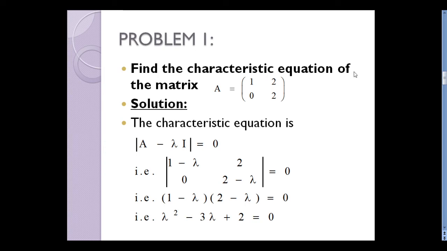Find the characteristic equation of the matrix A equal to 1, 2, 0, 2. So the characteristic equation formula is determinant of A minus lambda I equal to 0. Now take the determinant of matrix A minus lambda I. When you simplify, we get 1 minus lambda, 2, 0, 2 minus lambda. Cross multiply, take the determinant, we get 1 minus lambda into 2 minus lambda equal to 0. On simplification, finally we get the characteristic equation: lambda square minus 3 lambda plus 2 equal to 0.